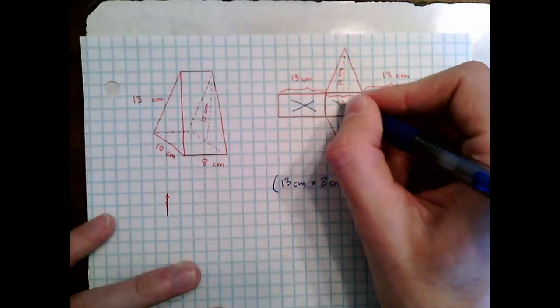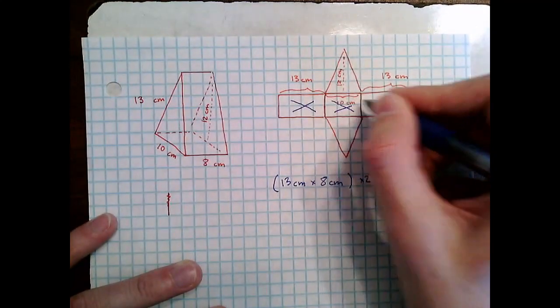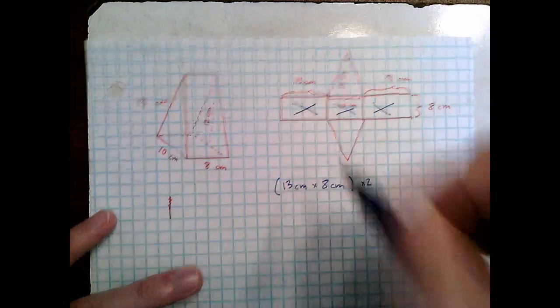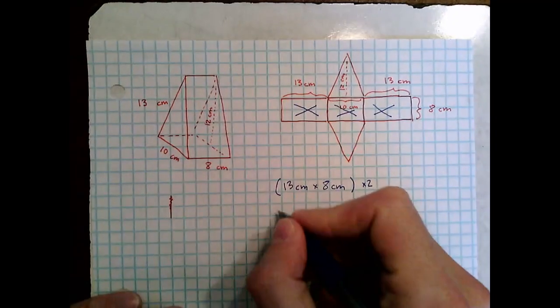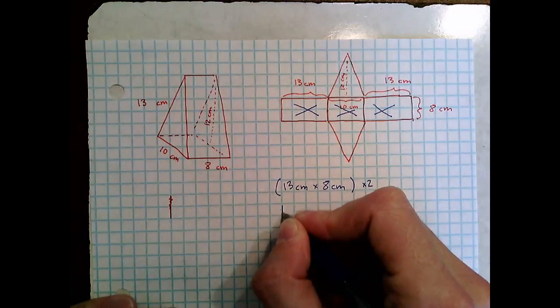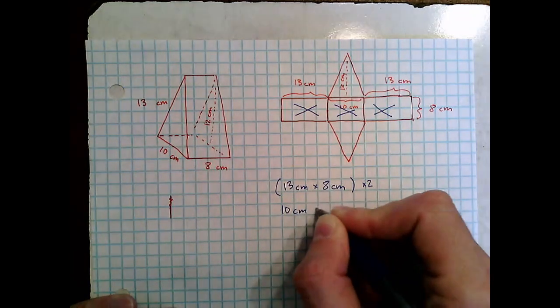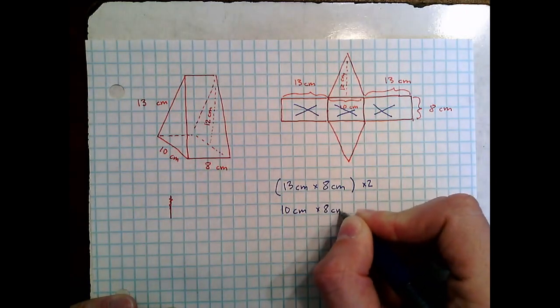Now let's look at this rectangle. This one is 10 centimeters by 8 centimeters, and I can see there's not even another rectangle there. So that one's a little bit quicker. 10 centimeters times 8 centimeters.